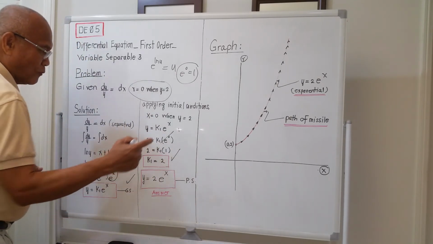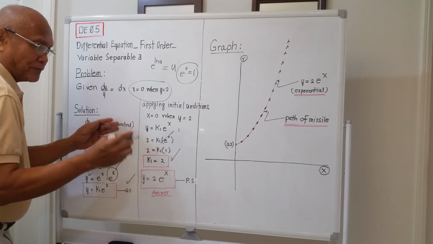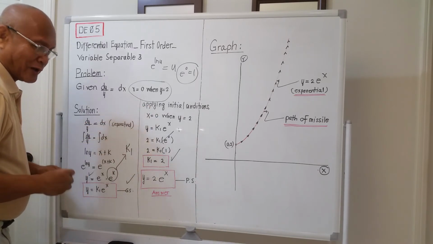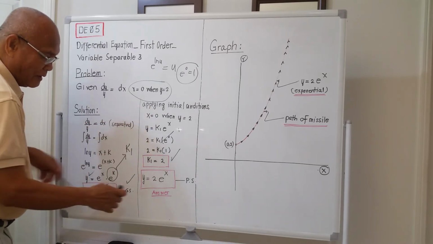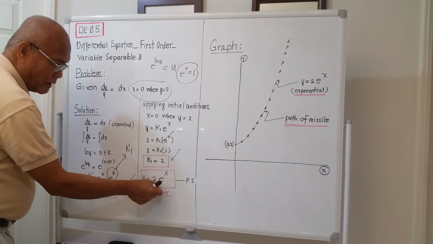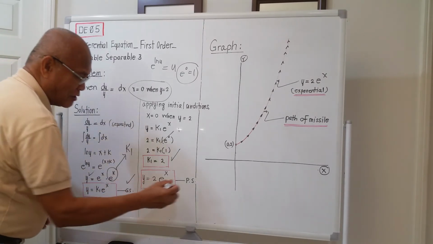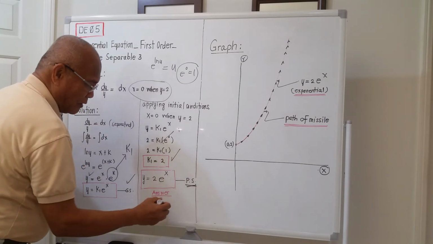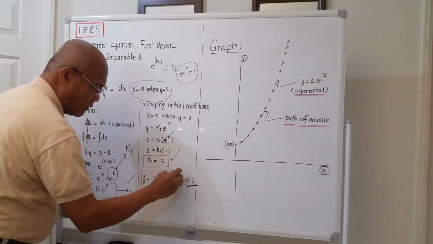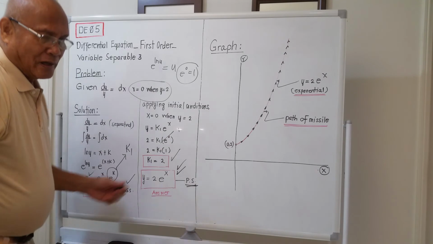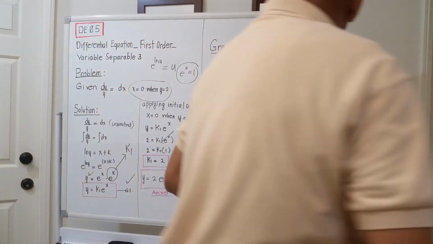So if we go back here and put the computed value of k1, what will come out is y equal to 2 e to the x. And this is the particular solution. Okay, particular solution, so that will be our answer. As simple as that, guys.